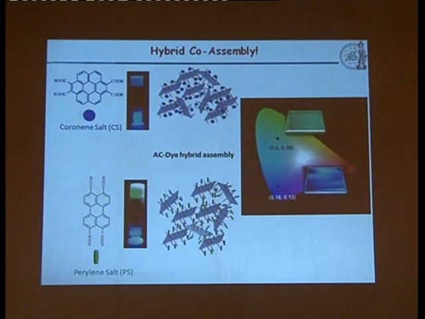Okay, and you can see that this is a coronic salt, which is blue MC. This is blue MC material. You can see that it forms nice blue hydrogels, and you can also transfer it onto a film, and still it retains the blue fluorescence of these molecules. So the aggregation is minimized in such materials.